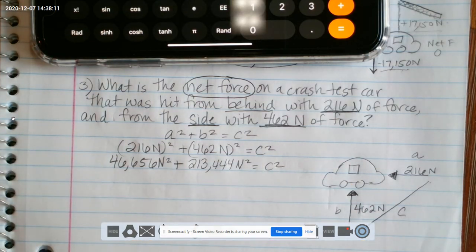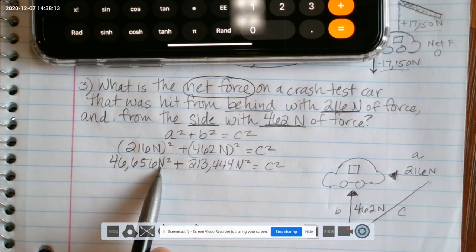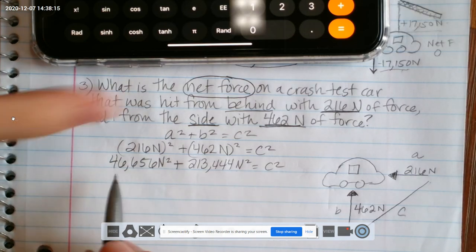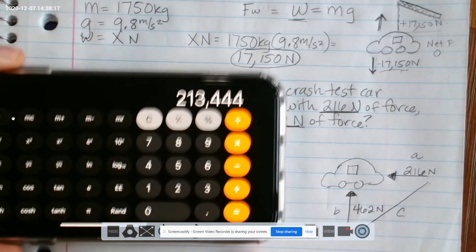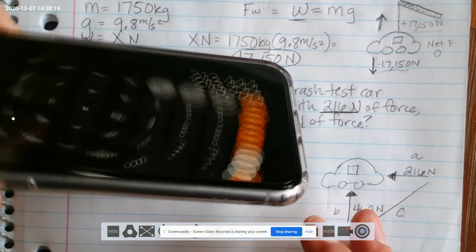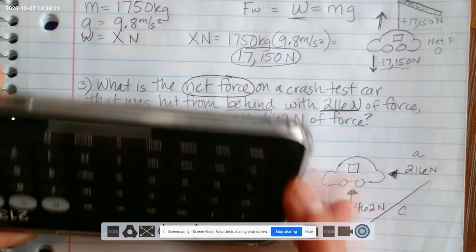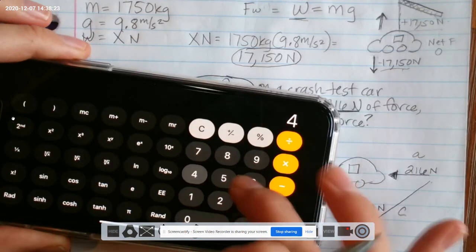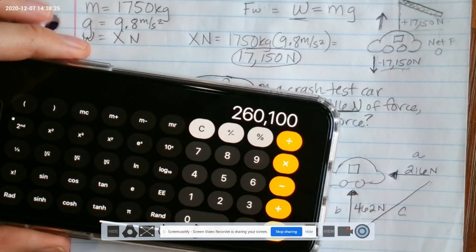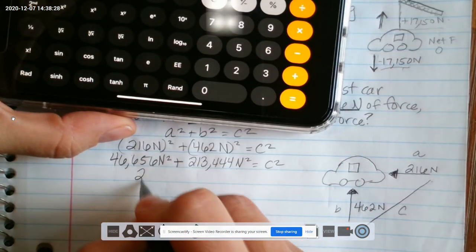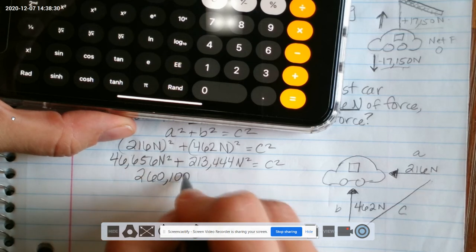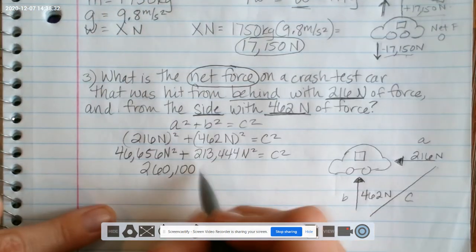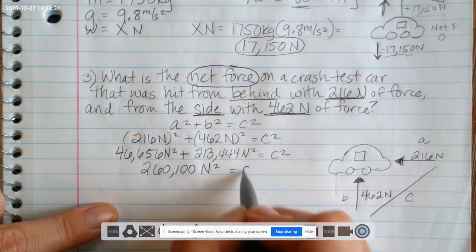So now I have to add these together. I have like terms. I have a Newton squared and a Newton squared. So I have 213,444 plus 46,656 equals 260,100. I'm adding like terms, so it's still Newton squared equals C squared.